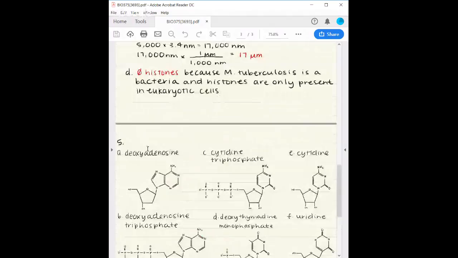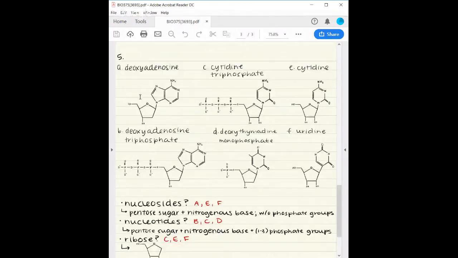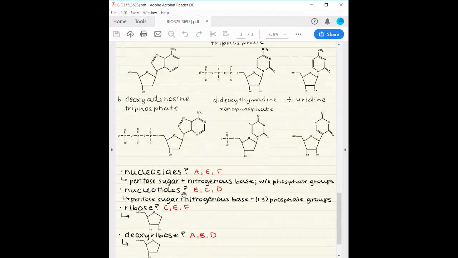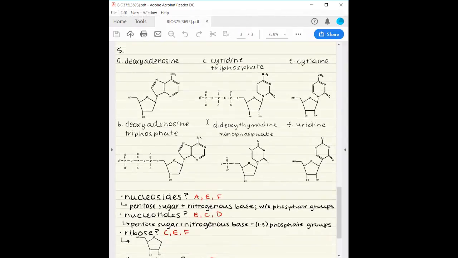And so as we can see, that would be A right here, E, and F, because B, C, and D all contain phosphate groups. So A, E, and F, and then nucleotides. So these will be the pentose sugars with the nitrogenous base and the phosphate groups. So that'll be the other 3, the B, C, and D.